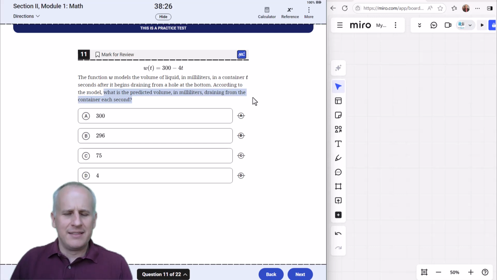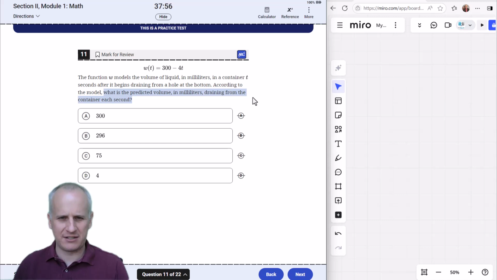Okay, this is where they're asking us to understand algebra at a theoretical level, not to just start calculating. And you could theoretically start modeling and doing a whole bunch of extra work, but we've been talking throughout this video so far, I want to avoid the extra work. So the question has this function W that models the volume of liquid in milliliters in a container t seconds after it begins draining from a hole at the bottom. According to the model, what is the predicted volume in milliliters draining from the container each second?